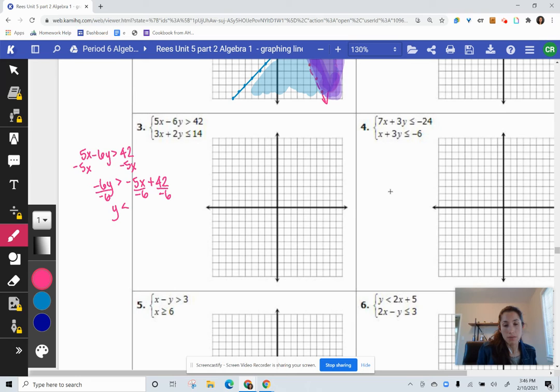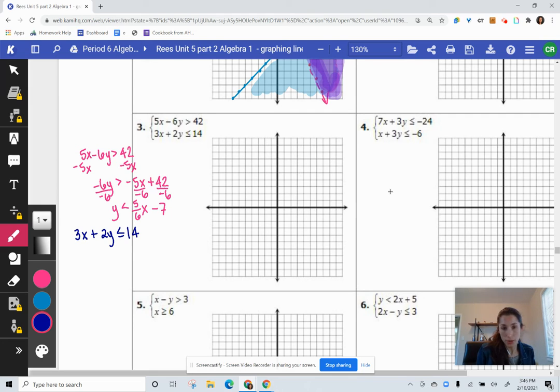And that's going to be negative divided by negative, which is positive. And then 42 divided by -6, which is -7. So for this question here, I should see the work for converting it. And for this other part, we've got 3x plus 2y is less than or equal to 14. We're going to convert that as well.